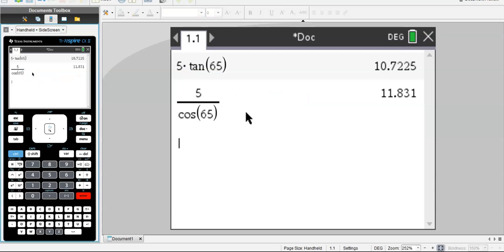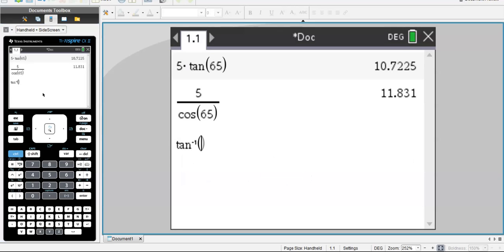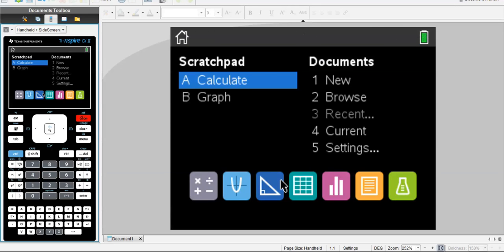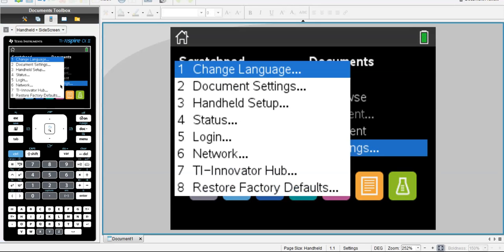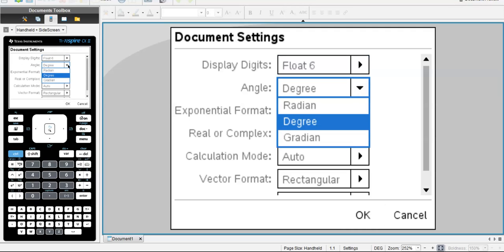So where are our inverse trig functions? Well, they're right here with our regular trig functions. So we'll take tangent inverse, and we will put 324 divided by 54. Make sure, let's go ahead and check that real quick, that your calculator is set to degrees, not radians.